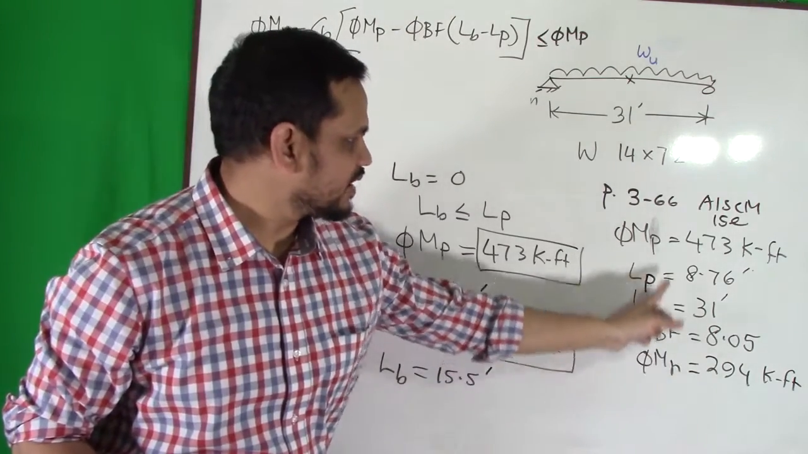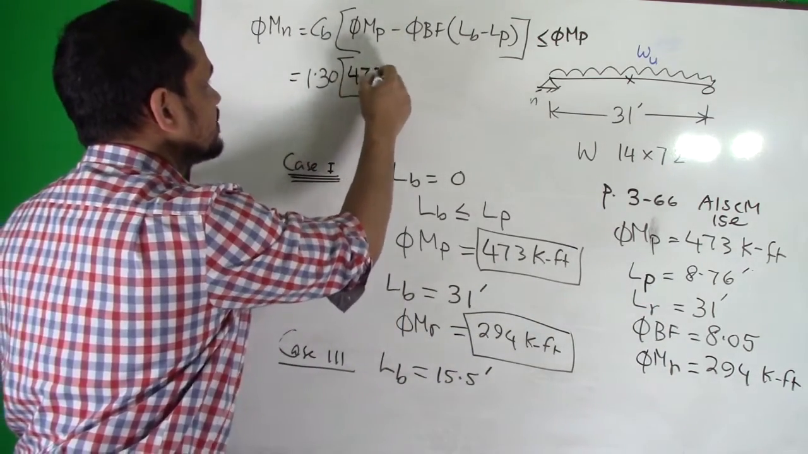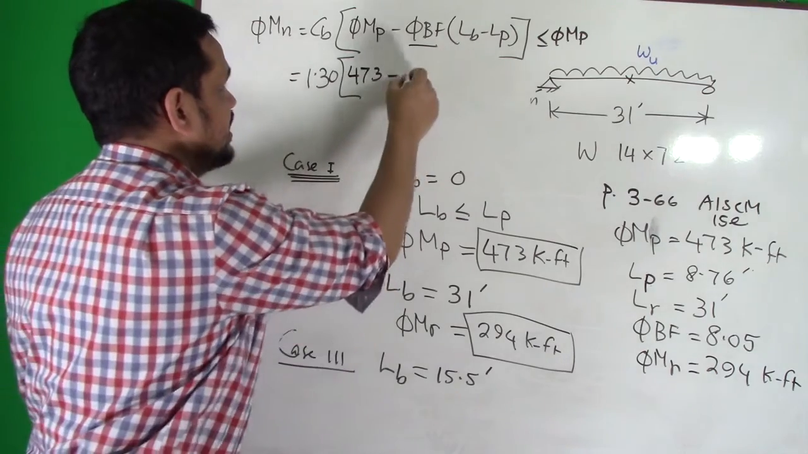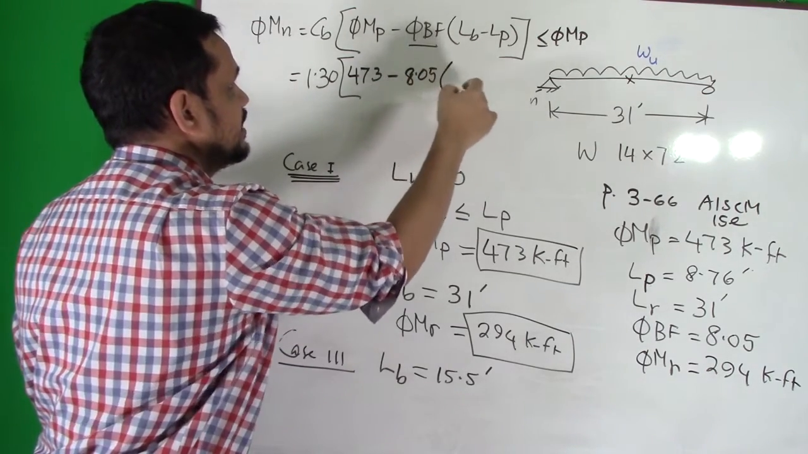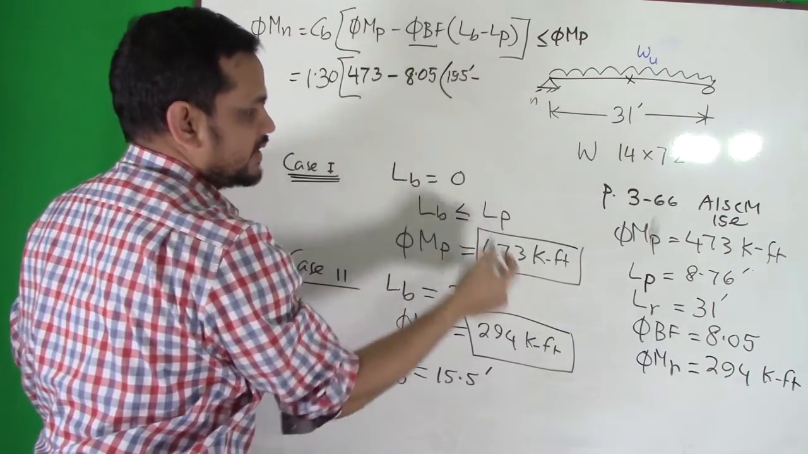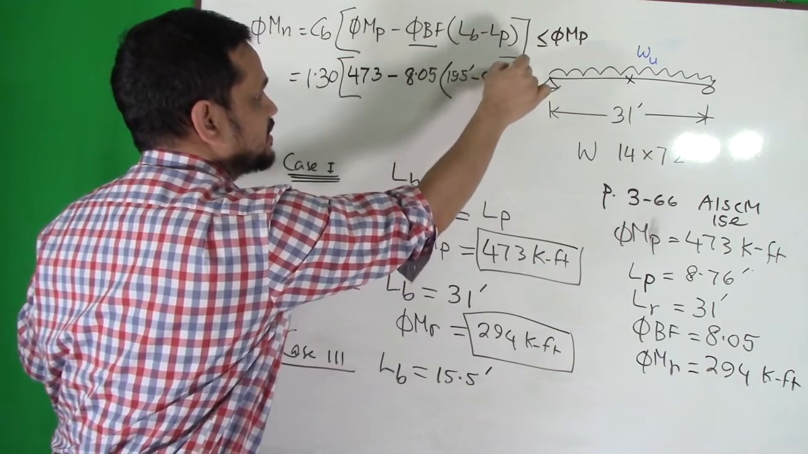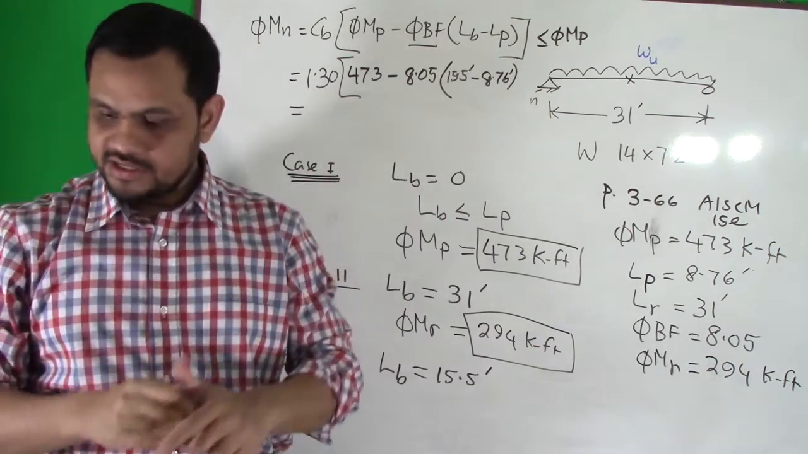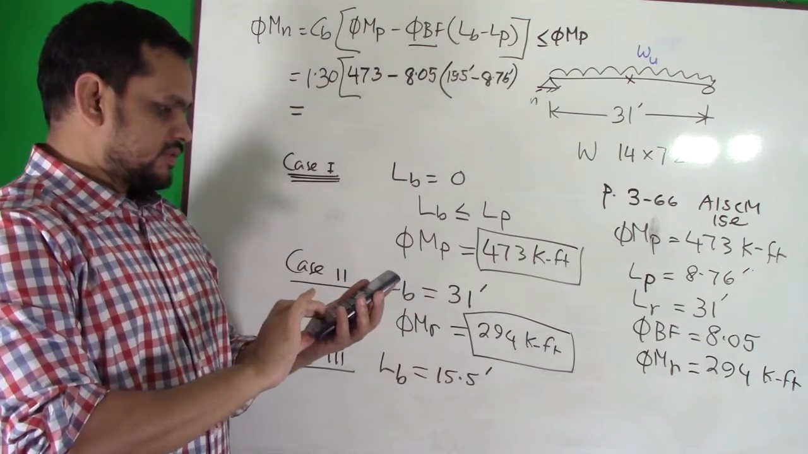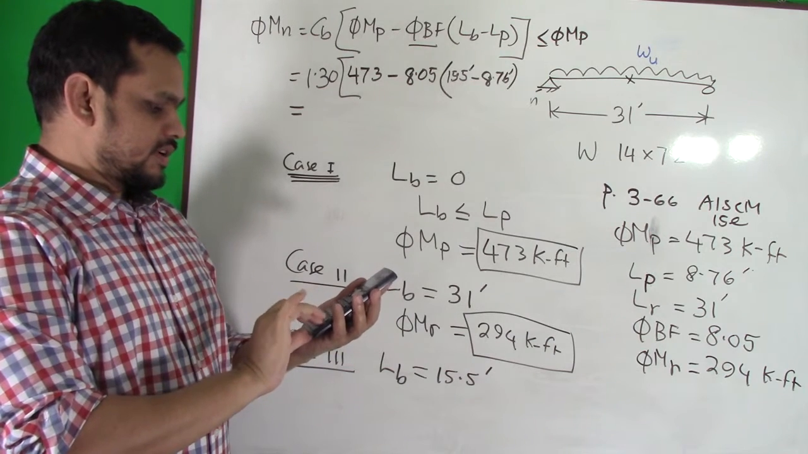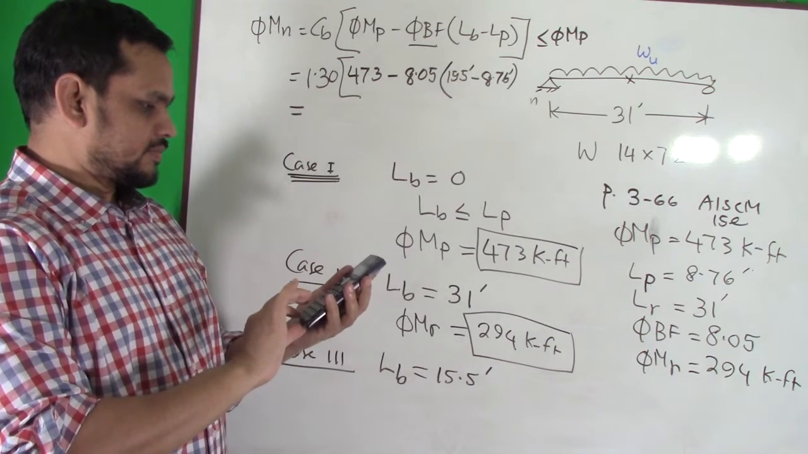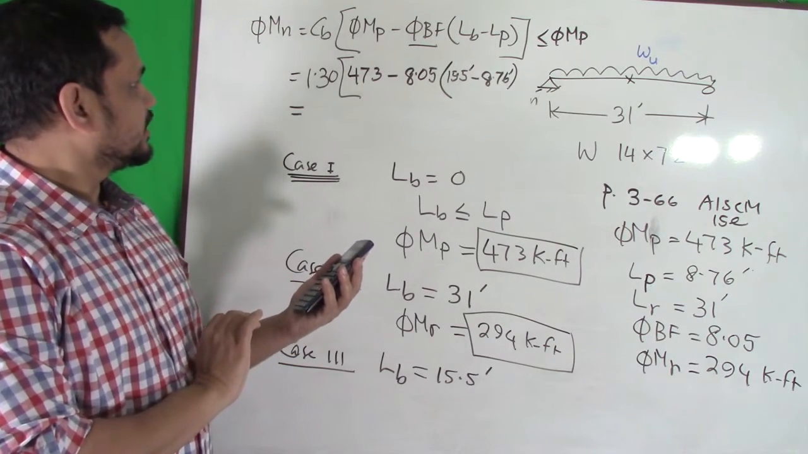What is this value? phi Mpx we found 473. My phi beam factor is 8.05. Lb is 15.5 feet. Lp is 8.76 feet. How much is it? 473 minus 8.05 times (15.5 minus 8.76), times 1.3.